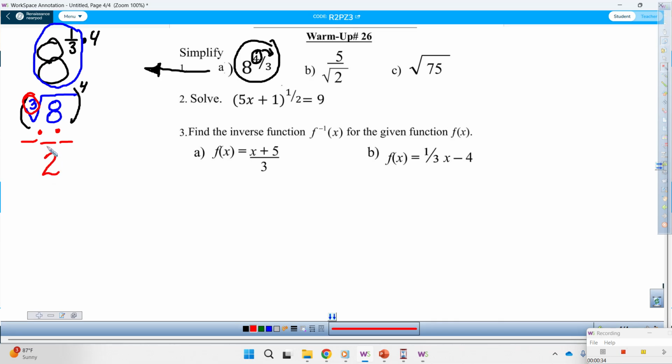Hands if you agree with 2? Yeah. What is 2 times 2? 4 times 2? 8. All right, and now we just bring down the exponent of 4, and that gives us 2 times 2 times 2 times 2. So what is 2 times 2? 4. What is 2 times 2? 4. What is 4 times 4? 16. Woo-wee.